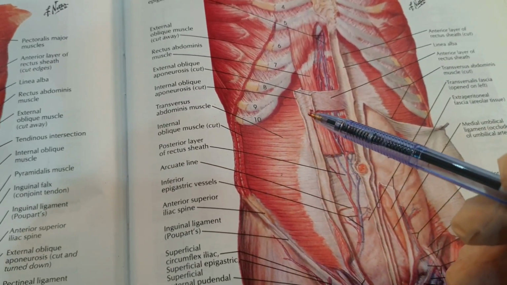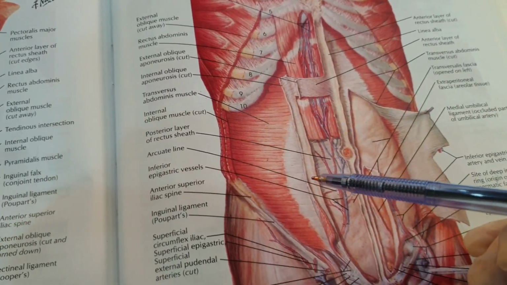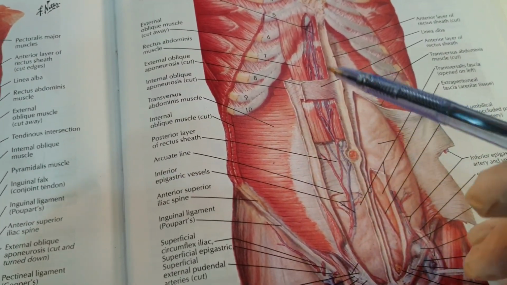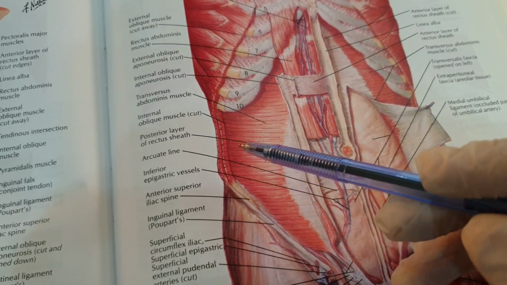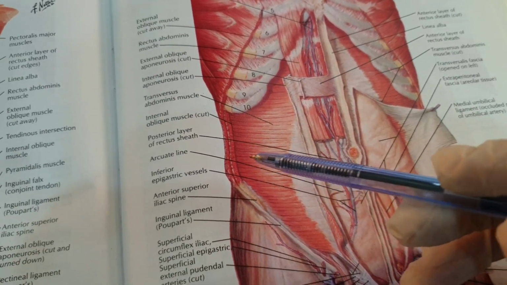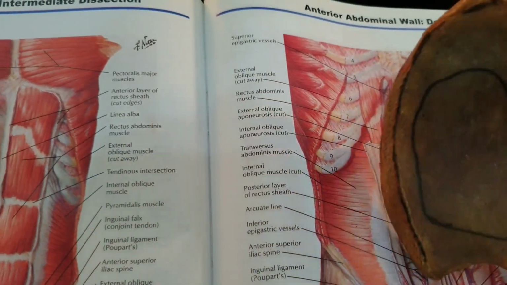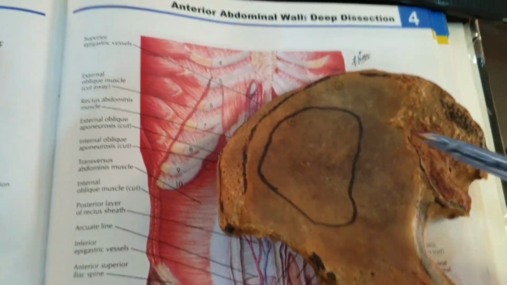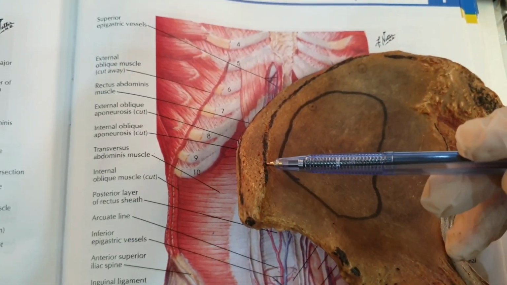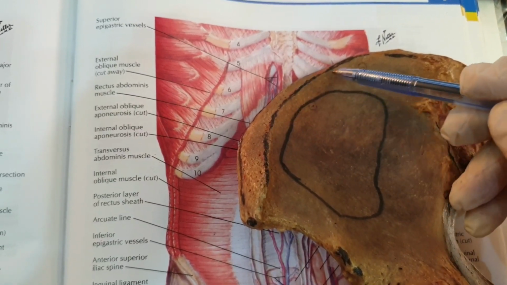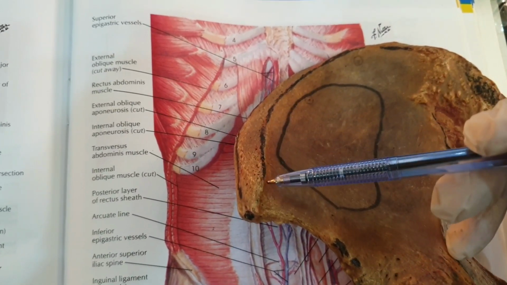So similarly, this muscle also has a large aponeurosis, and it gets attached to a large area. On the hip bone it is attached to the inner lip of the iliac crest. So if this is the hip bone, this is the iliac fossa, and this is the inner lip of the iliac crest, which is the attachment of the transversus abdominis muscle.